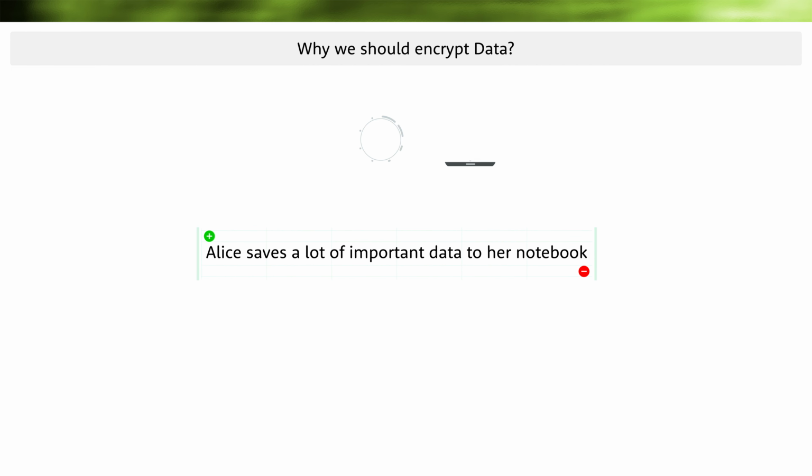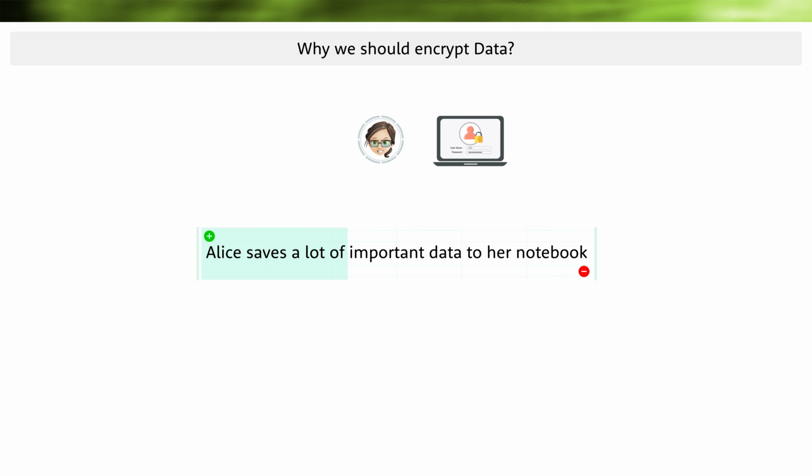Let's take a simple example. Here we have Alice and she is working hard on her business. She saves a lot of files on her notebook, files that contain very important and personal information. These days she has very fast access to this data. However, Alice is often traveling and needs to have her notebook with her. Fortunately, she has created an account in the operating system and uses a very strong password. This way, no one should actually be able to access her data without authorization.